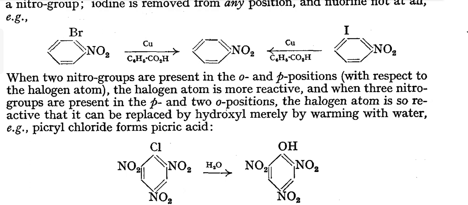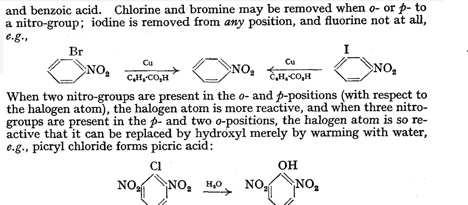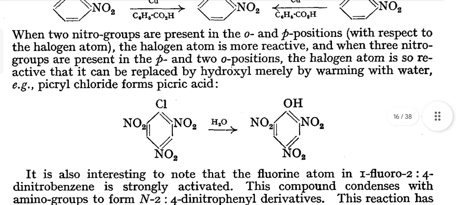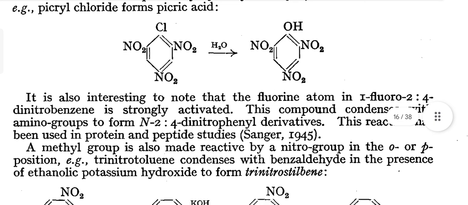Here we have an ortho bromonitro compound. When we heat it with copper powder in the presence of benzoic acid, it will be converted into nitrobenzene. Basically, the bromine group is removed. Similarly, if we have iodine, it is removed from that position and converted into nitrobenzene. When two nitro groups are present in ortho and para positions with respect to the halogen atom, it is more reactive, and when three nitro groups are present in the para and two ortho positions, the halogen atom is so reactive that it can be replaced by hydroxyl merely by warming with water. Example: picryl chloride forms picric acid. Here picryl chloride, on hydrolysis, is converted into picric acid.